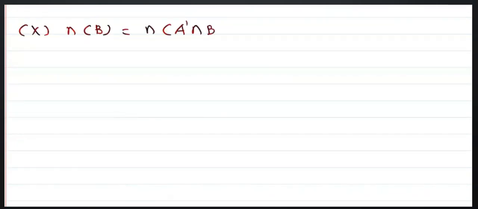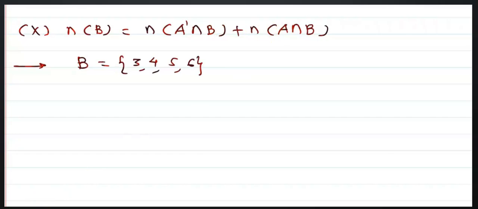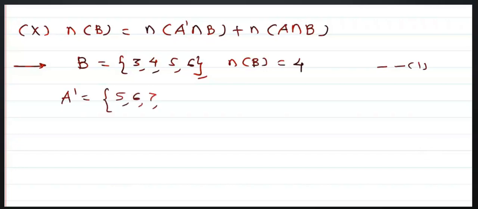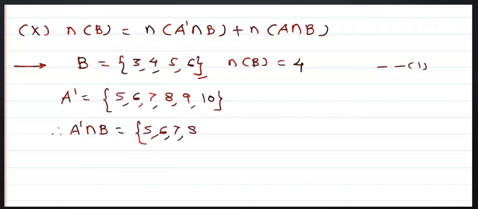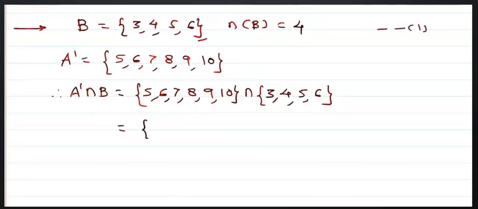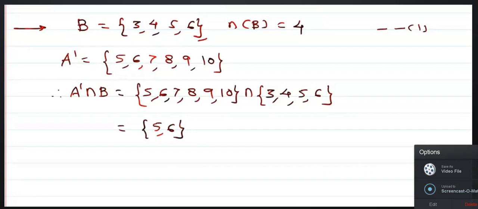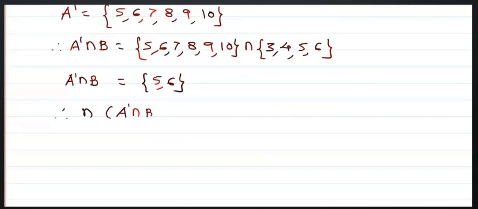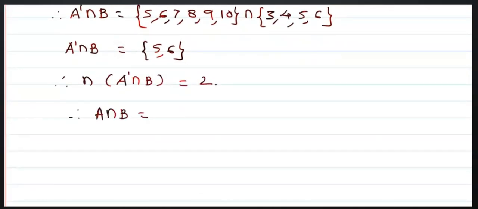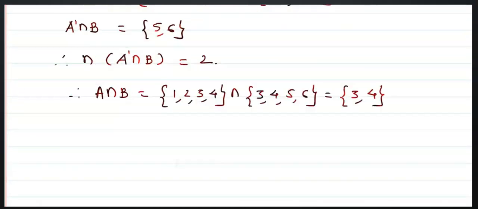N of B is equal to N of A complement intersection B plus N of A intersection B. Now the set B is {3, 4, 5, 6}, so N of B is 4. A complement is {5, 6, 7, 8, 9, 10}. A complement intersection B is {5, 6, 7, 8, 9, 10} intersection {3, 4, 5, 6}. Their common elements are 5, 6. So A complement intersection B is {5, 6}, and N of A complement intersection B is 2. A intersection B is {1, 2, 3, 4} intersection {3, 4, 5, 6}, and we get {3, 4}.